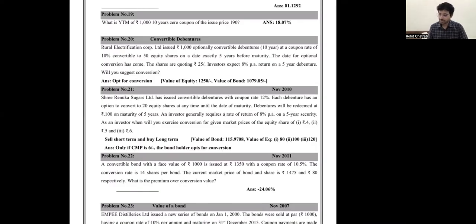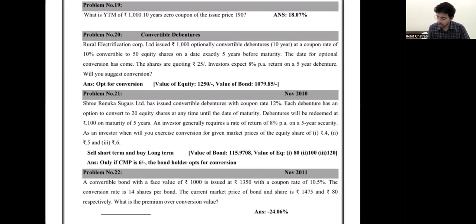Okay, let's look at problem number 20. Rural Electrification Corporation Limited has issued 1,000 optionally convertible debentures of 10 years at a coupon rate of 10%, which is convertible to 50 equity shares on a date exactly 5 years before its maturity. All right, is this a case where the conversion date is on the maturity date, or is it a case where the conversion date is before the maturity date? Before, because the bond is for 10 years. Right. So this is a 10-year bond, but we actually have the conversion option 5 years before the maturity.